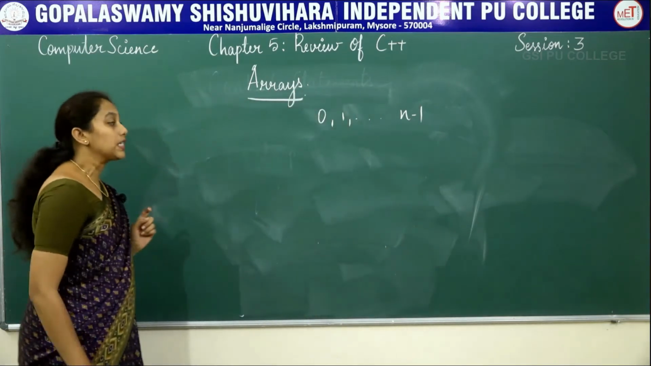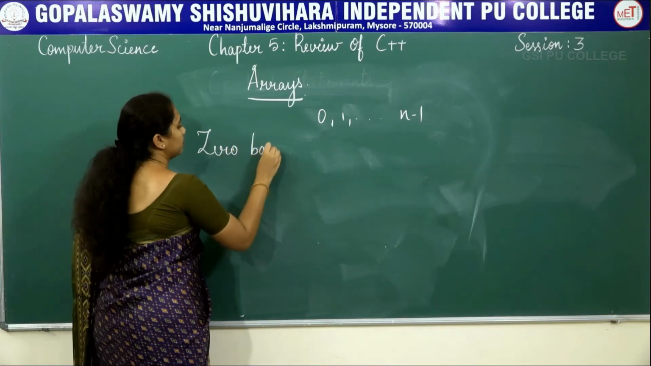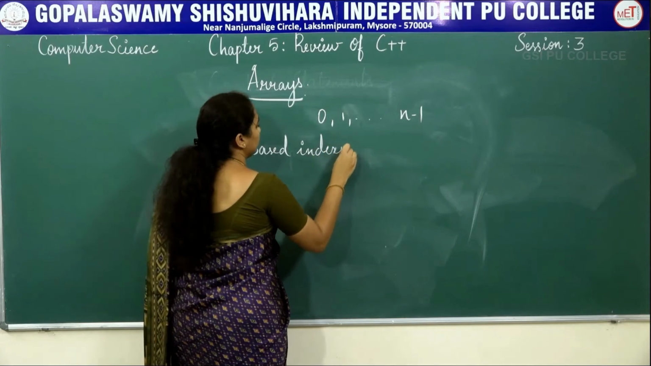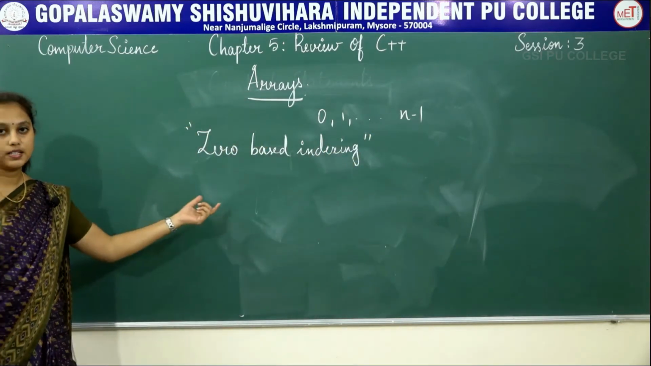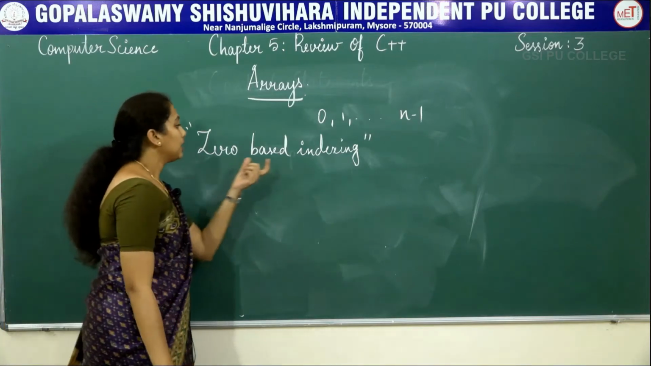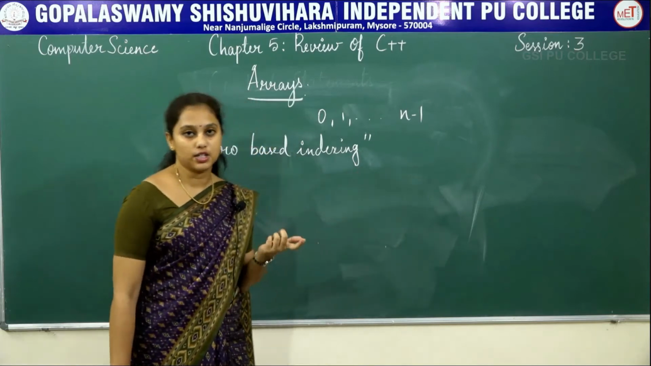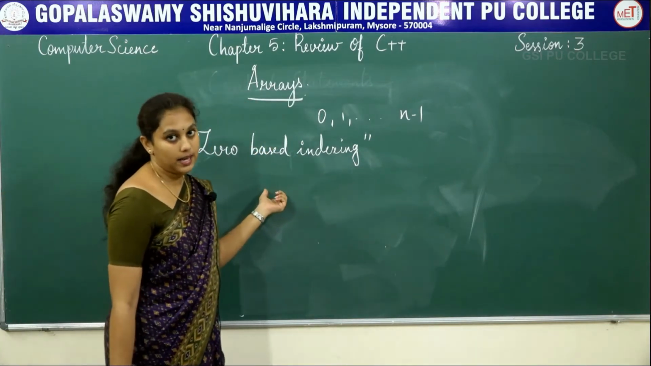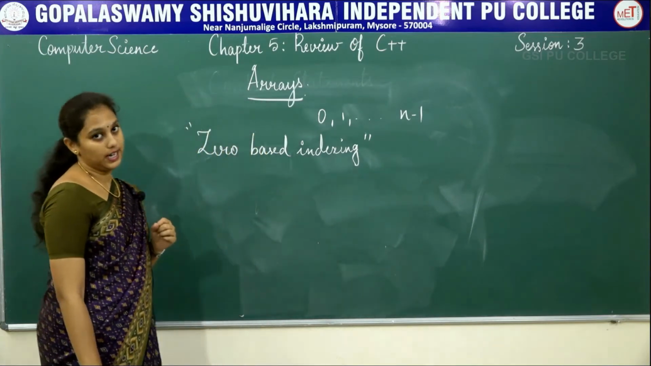So what is zero based indexing? Numbering the ith element with i minus 1 is called zero based indexing.